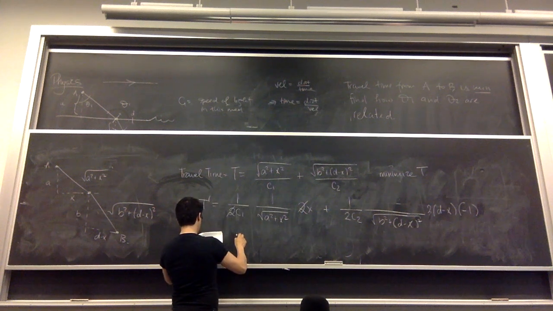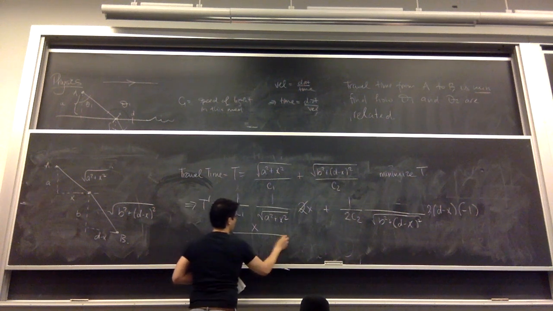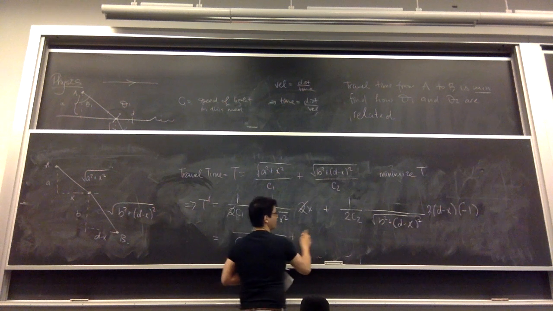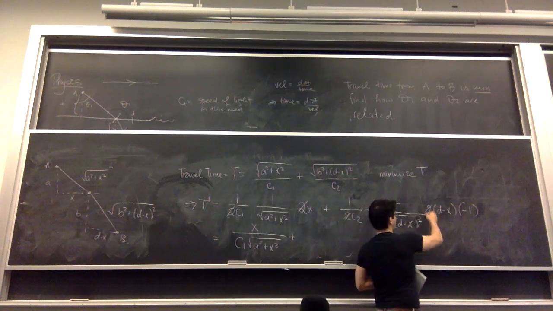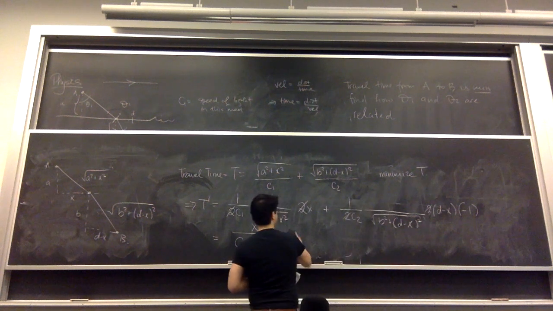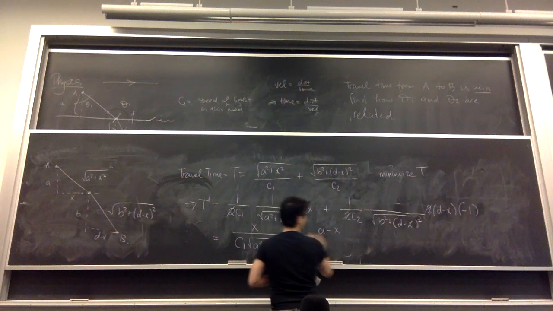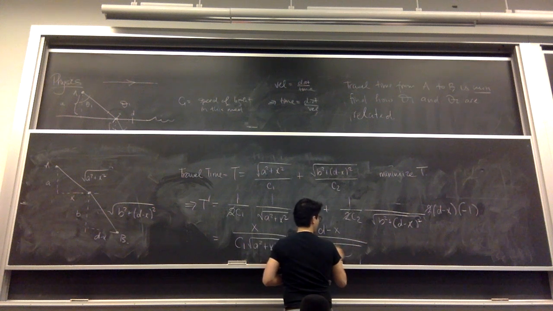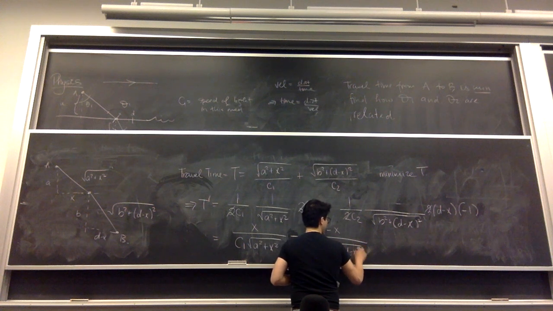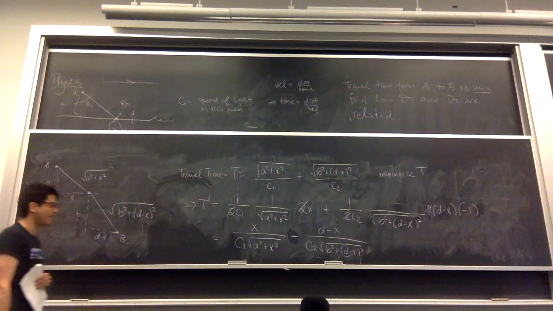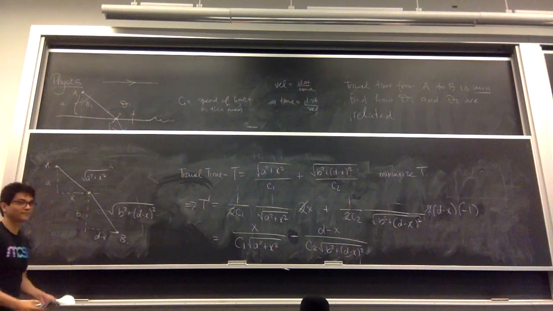So what am I going to get on here? I'm going to get x over c1 times the square root of a squared plus x squared. And then this guy, that 2 is going to cancel with this 2. I'm going to have a minus. And then on the top, I'm going to get d minus x. On the bottom, I'm going to get c2 times the square root of b squared plus (d minus x) squared. Can we make any simplifications here?